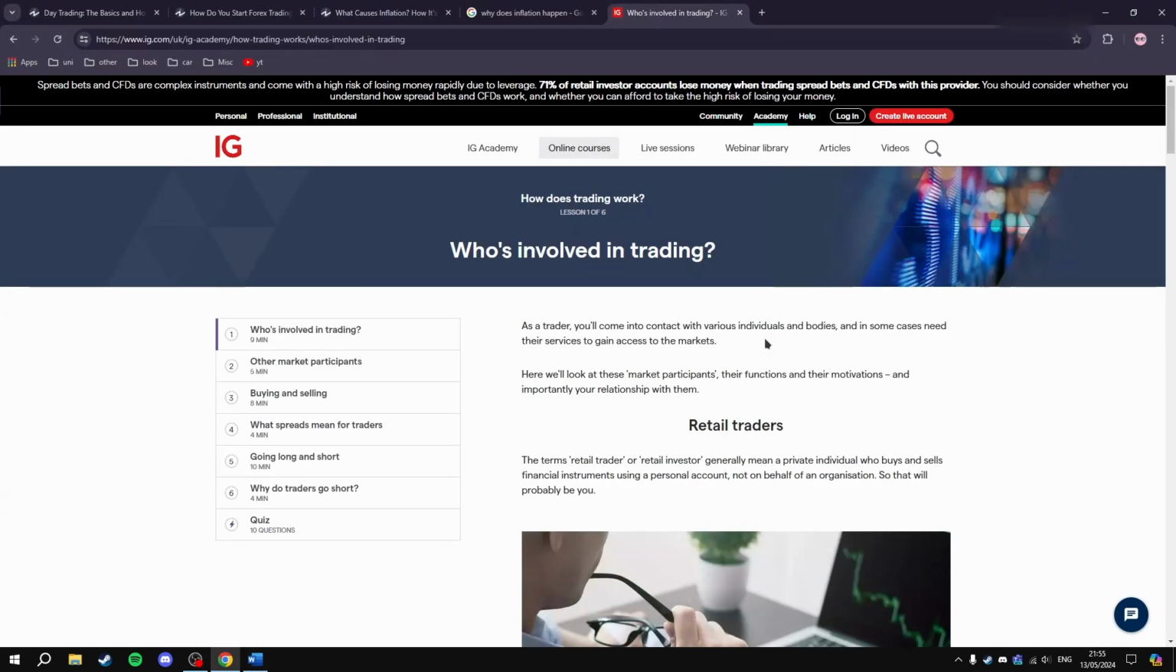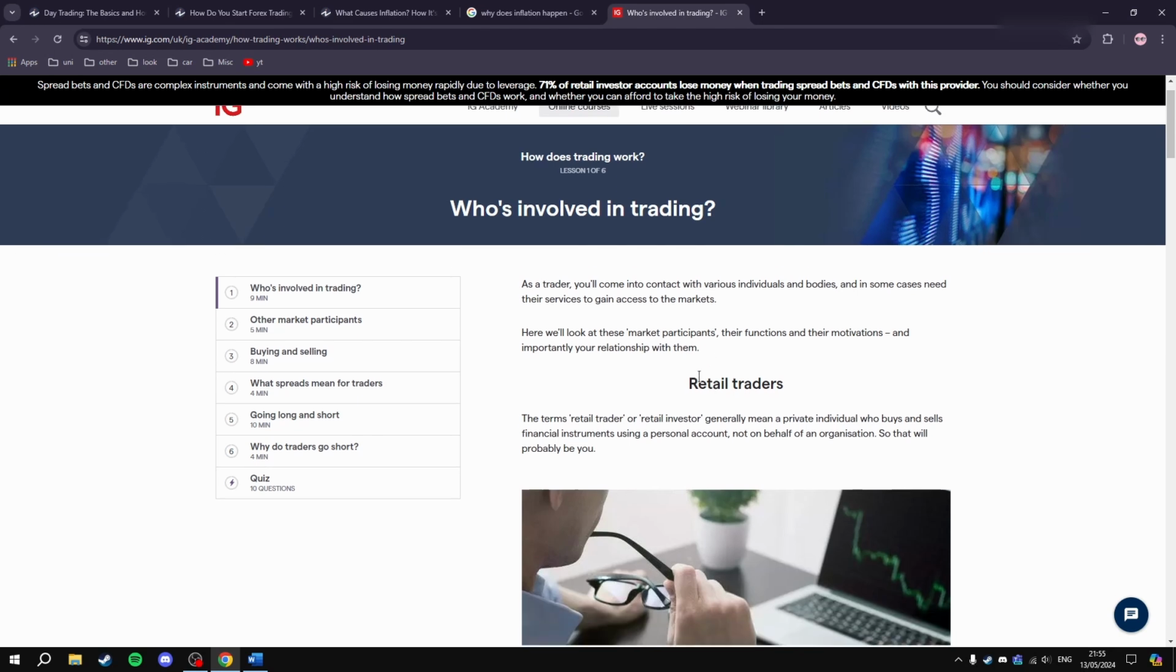Good. So, as a trader, you come into contact with various individuals and bodies, and in some cases need their services to gain access to the markets. Here we look at these market participants, their functions and their motivations, and importantly, your relationship with them.